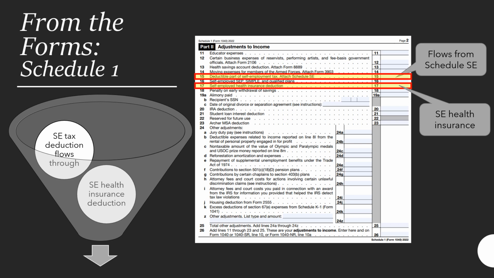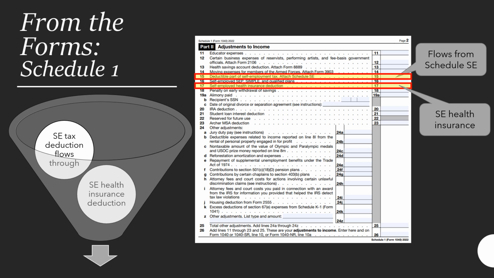And then our next line of interest is the self-employed health insurance deduction. And so that's where our self-employed individuals may get to deduct some or all of their self-employed health insurance costs. Because again, an employee, if they are purchasing health insurance, or if their employer is paying for health insurance for that person, then the cost of that insurance is not included in that employee's income.